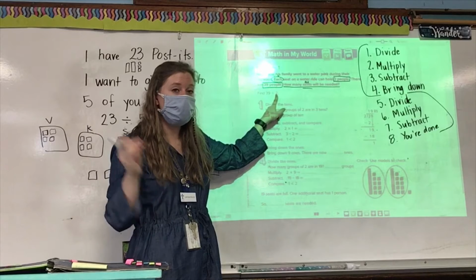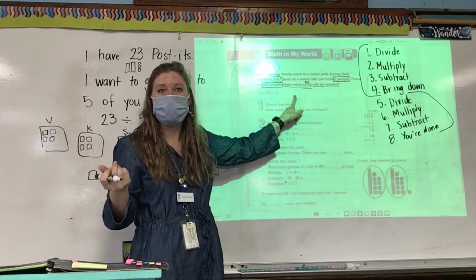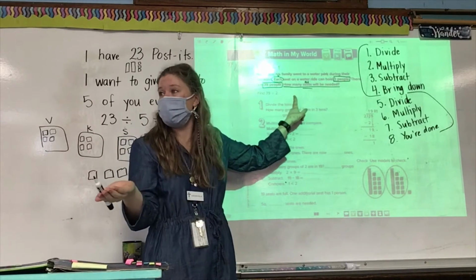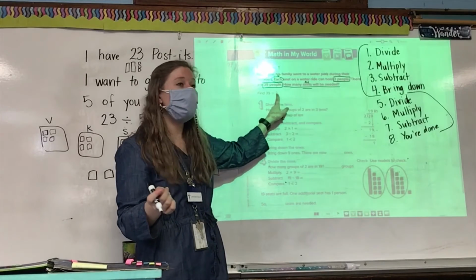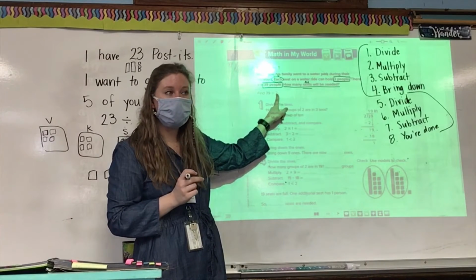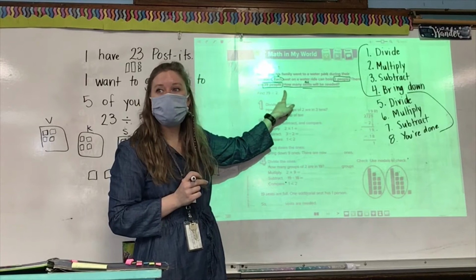If the divisor is the number of groups, that means the answer is how many items are in each group, like what we did in the lesson yesterday. But if the divisor is the number of items in each group, then the answer is the number of groups.